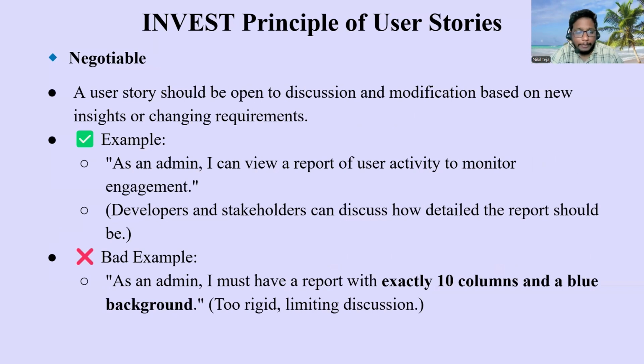So let's see the bad example first. As an admin, I must have a report with exactly 10 columns and a blue background. This is too rigid, limiting discussions, right? It is limiting discussions. It is saying a particular set of rules, "I want this only." It is saying the rules, but it should be negotiable. It is restricting the user story.